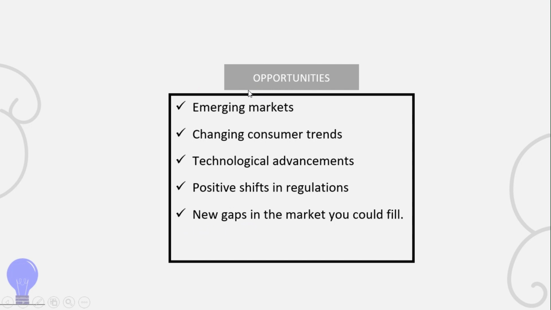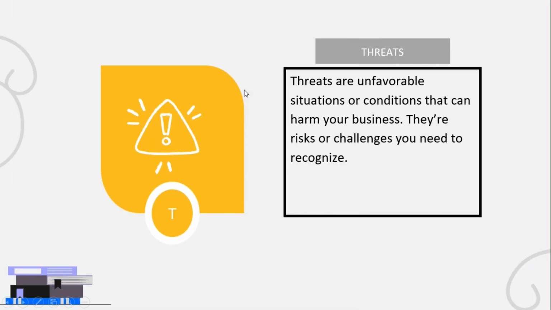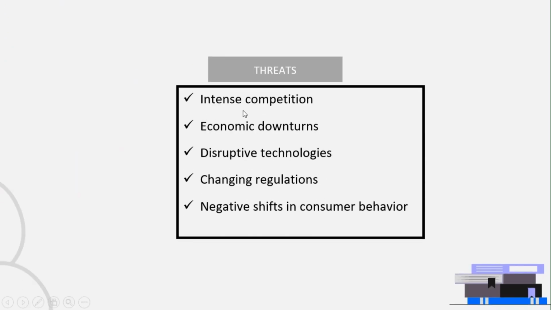Lastly, now here I am going to explain threats. In a SWOT analysis, threats represent negative external factors that can harm your organization's performance and hinder its progress. These are potential obstacles or challenges beyond your control that could negatively impact your goals and aspirations. Here are some key points to remember about threats: intense competition, economic downturns, disruptive technologies, changing regulations, negative shifts in consumer behavior.